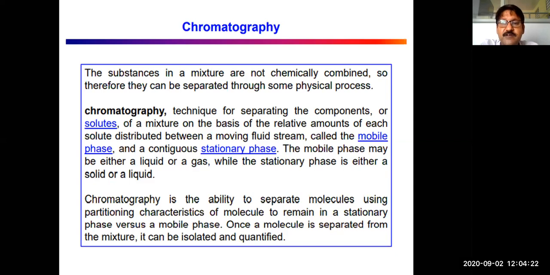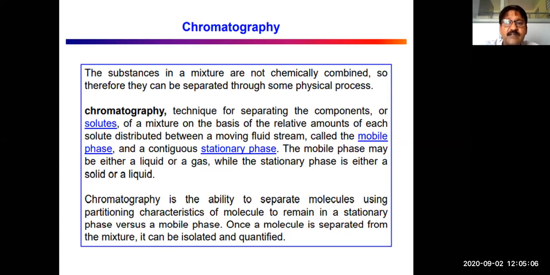It is a technique for separating the components or solutes of a mixture on the basis of the relative amount of each solute distributed between the moving fluid stream, called the mobile phase, and a continuous stationary phase. The mobile phase may be either a liquid or a gas. Usually what we are discussing is liquid. In gas chromatography, the mobile phase is a gas, while the stationary phase is either solid or liquid. Chromatography is the ability to separate molecules using the partitioning characteristics of molecules to remain in a stationary phase versus a mobile phase. This is the exact definition of chromatography.